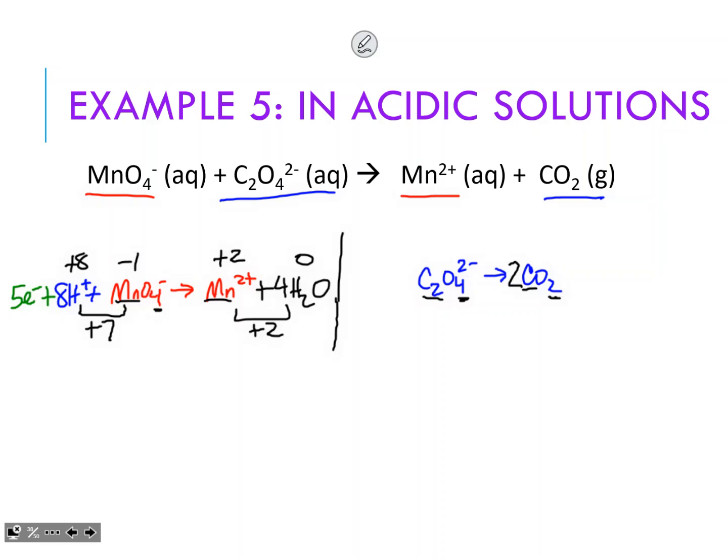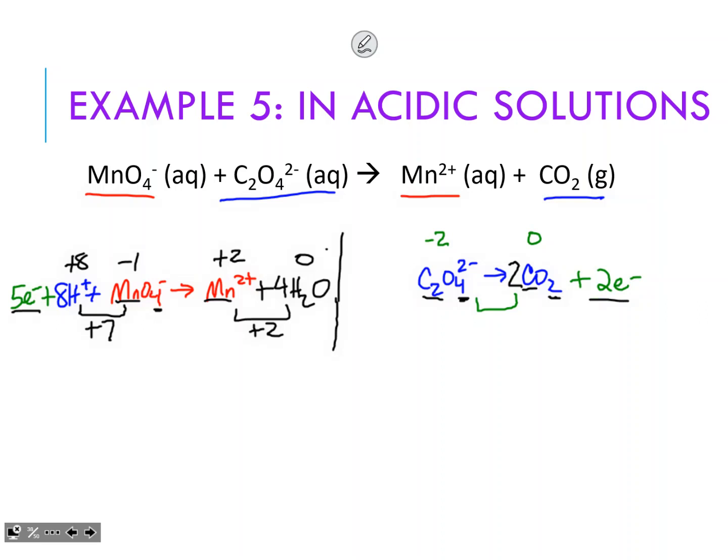On the oxalate side, we have minus 2, we have 0. So this is a difference here of minus 2. We need to add in electrons, so they're going to go where? On the right, and we need 2 of them to balance that charge. So now it's minus 2, minus 2. But you'll notice our electron count is not the same this time. So we have to multiply through to get our electrons to be equal.